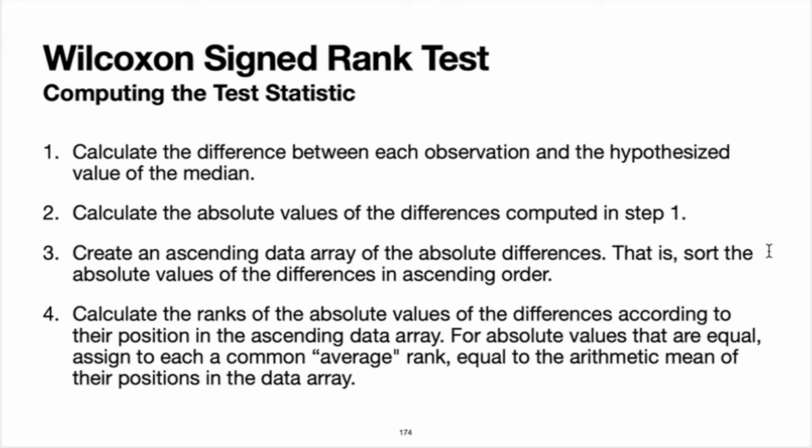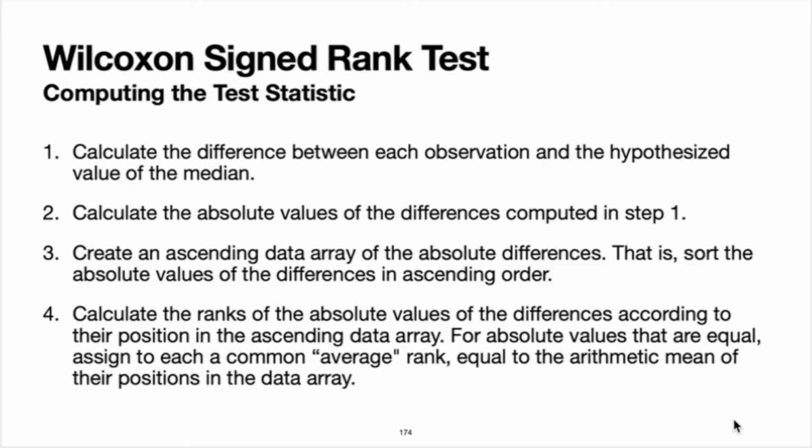So we have a list in ascending order of the absolute values of those differences between the observations and the hypothesized value of the median. And then we're going to rank the absolute differences. So in other words, we're going to calculate the ranks of the absolute values of the differences according to their position in the ascending data array.